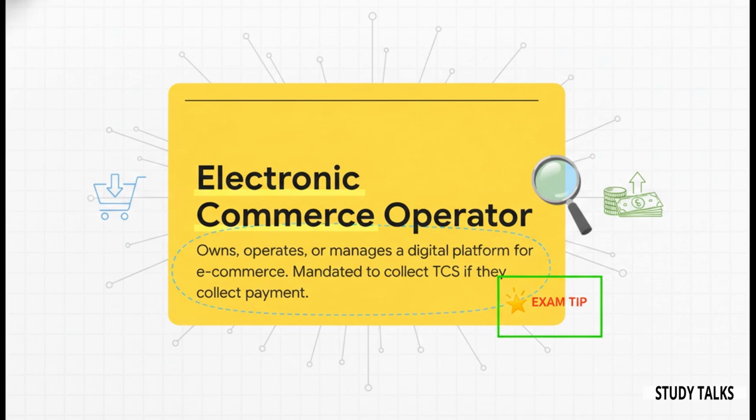An ECO is pretty much anyone who owns or runs a digital platform for e-commerce. And according to Section 52, subsection 1, if the ECO is the one collecting the payment from the customer for the supplier, then the responsibility to collect TCS falls squarely on their shoulders.